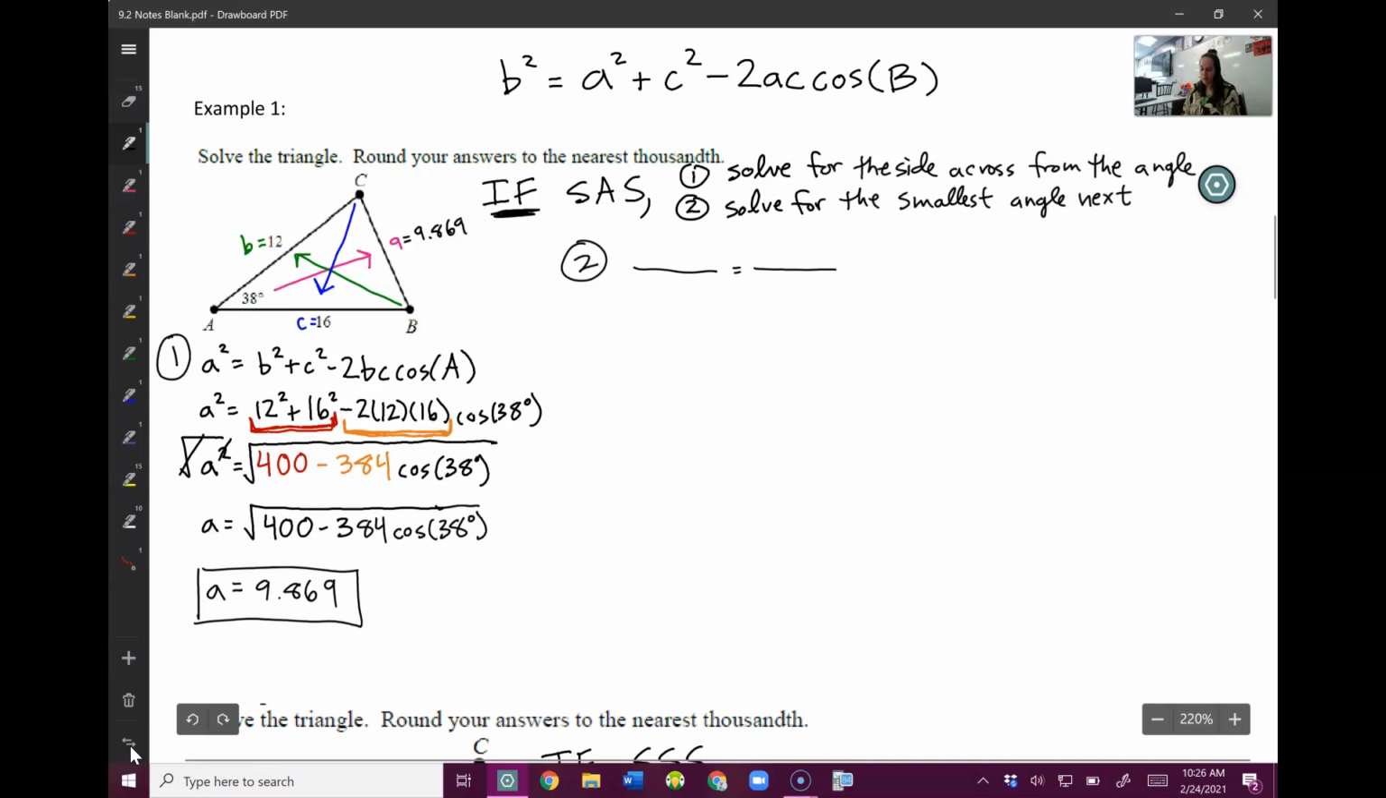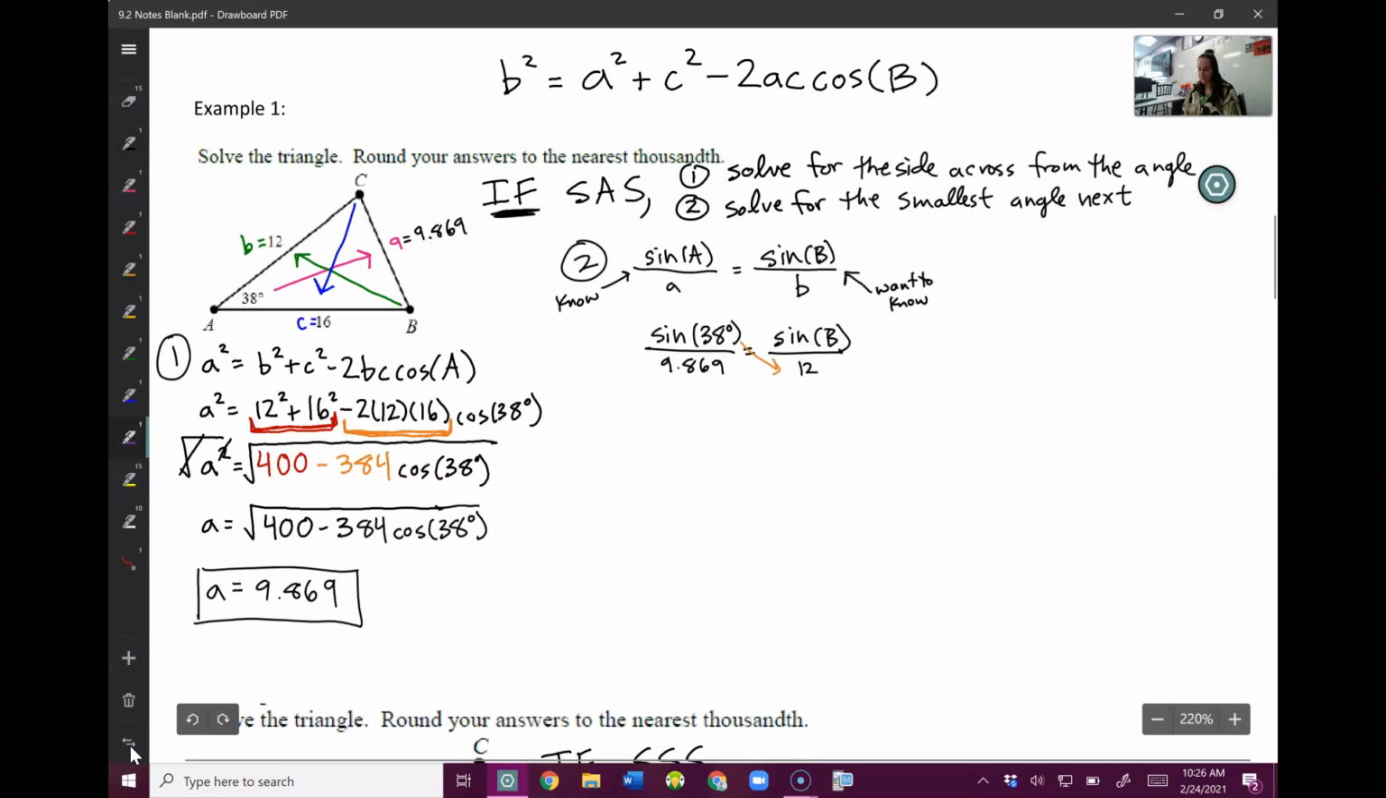So let's set up our law of sines. Remember, this should be what we know. I know my pair of A's. This should be what I want to know, which in this case, I'm going to solve for big B next because that's my smallest angle. So my B's. Let's start by plugging in what we know. I know capital A is 38 degrees. I know little a is 9.869. I do not know capital B, and little b is 12.